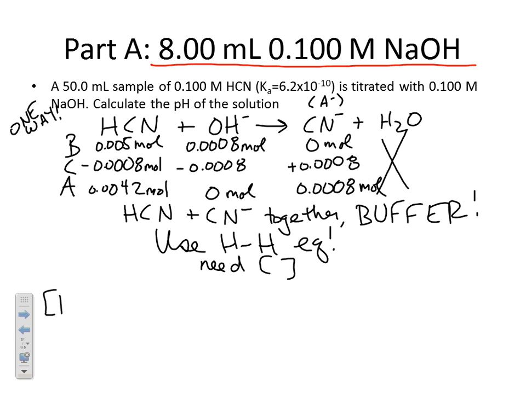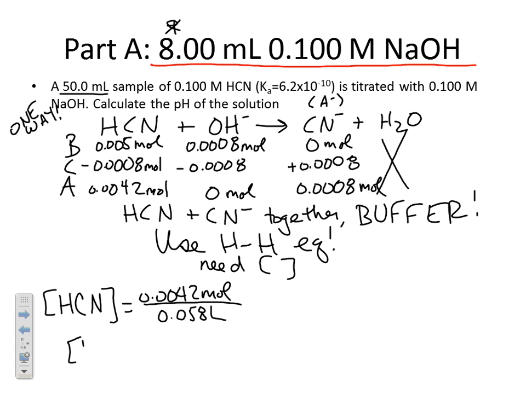So the concentration of HCN is going to be 0.0042 moles over the total volume at this point, and the total volume at this point is the original 50 milliliters plus the 8 milliliters that were added. So this is 0.058 liters, and I get a cyanic acid concentration of 0.0724 molar.